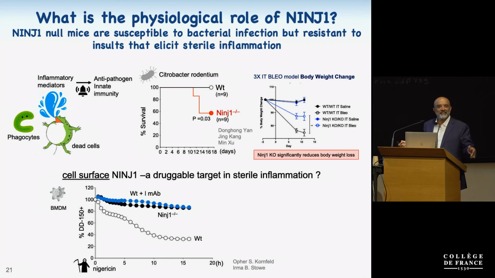And we have such a reagent. We have a neutralizing antibody. So this is the release of a large molecular weight dye on exposure to nigericin as a function of time, 0, 5, 10, 15, 20 hours. Wild-type cells will release the dye. The knockouts don't release the dye, but if you take the wild-type cells and incubate them with this antibody, then they're just as inhibited as the knockout. So this is going to be a very important tool in future studies.